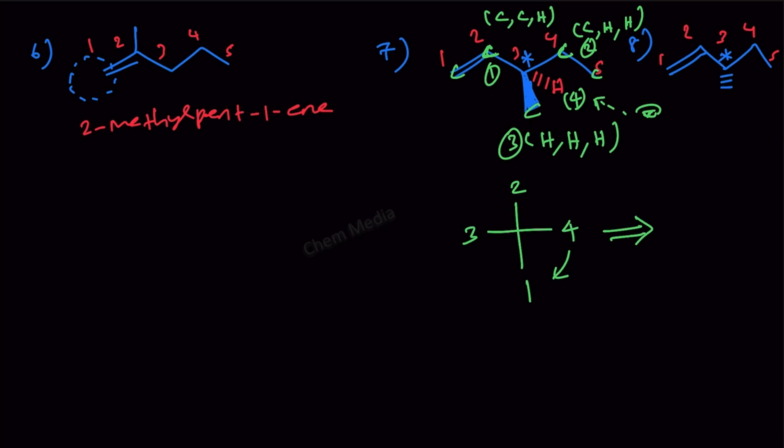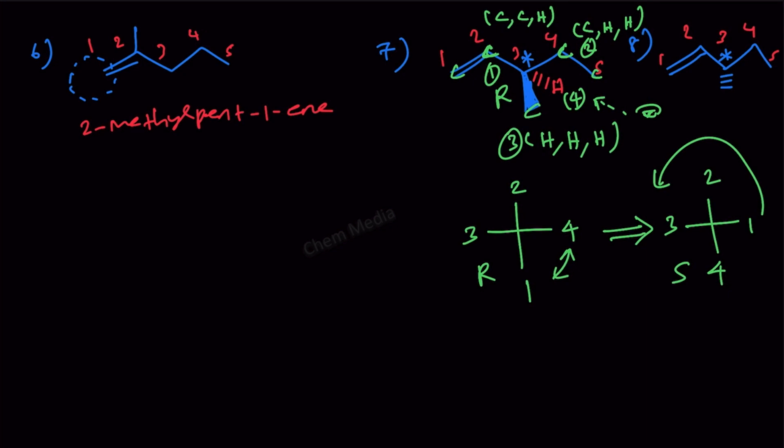Therefore we need to do one swap. If we do a swap between 4 and 1, then 1 is here, 2 is still at the top, and 3 is on the left hand side. This is counterclockwise, that means S, but we did one swap between 4 and 1, and therefore the original is R. Therefore the absolute configuration at this place is R.